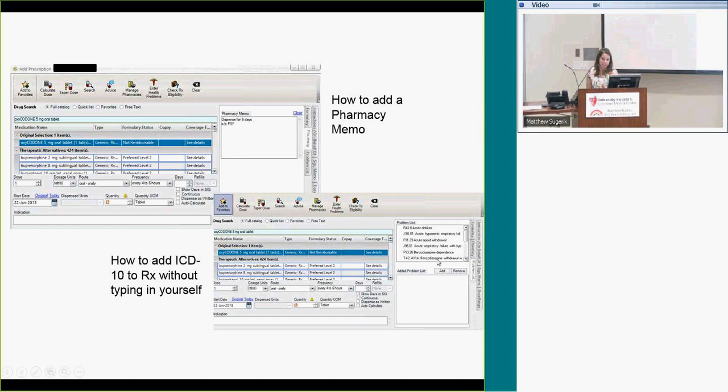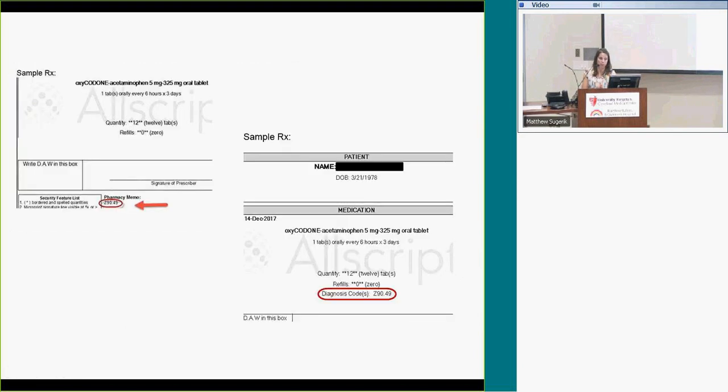You don't have to do what I do. You can also go to the ICD-10 and go here to the problem list, and you pick out which problem you're prescribing this prescription for, and then that will bring up your ICD-10.